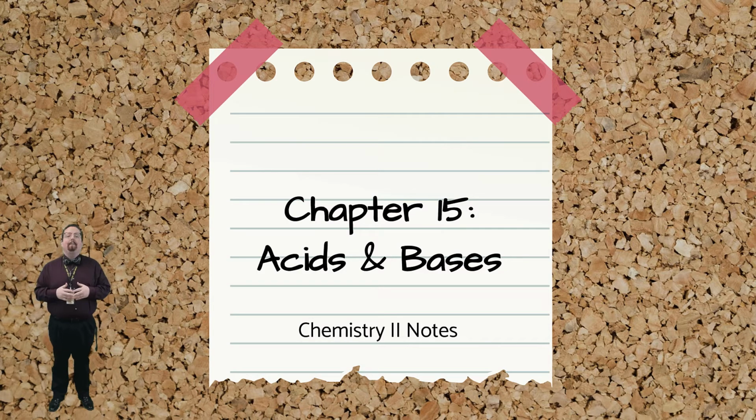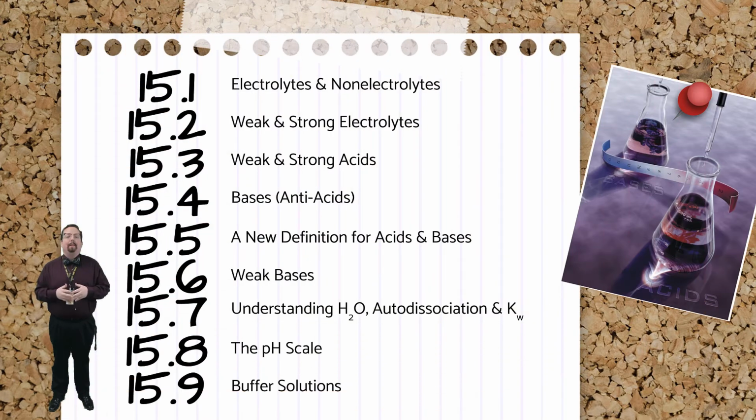Today we're going to cover Chapter 15, which is all about acids and bases. The topics in this chapter cover what electrolytes and non-electrolytes are, the difference between weak and strong electrolytes, what acids are and how to tell if they're weak or strong, what bases are, a more updated definition of acids and bases, what weak bases are, water and its tendency to dissociate into ions, the pH scale, and buffer solutions. That's a lot to cover, so let's get started.